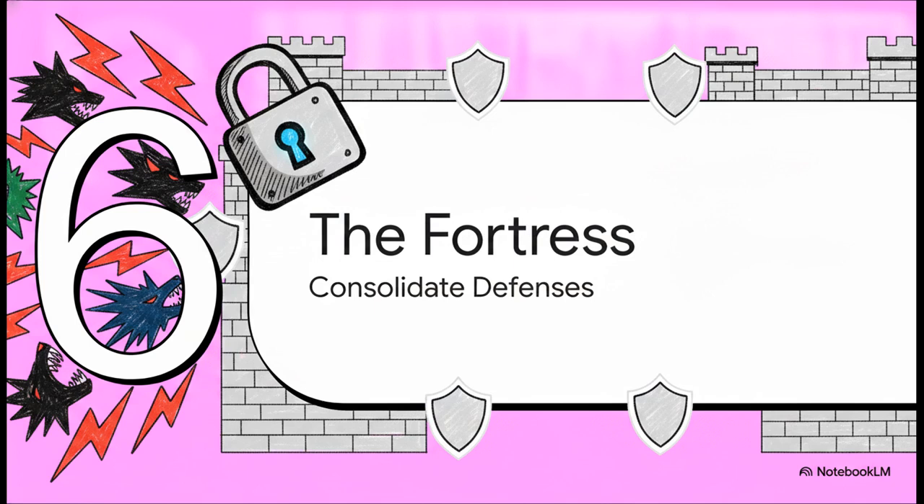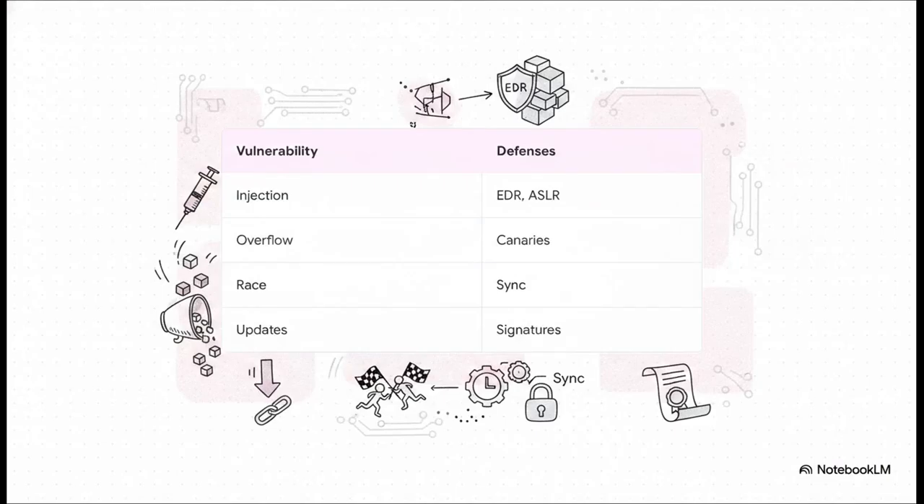We've surveyed the major threats to the gateway. Now it's time to build our walls in Section 6, the fortress, consolidating our defenses. Let's bring this all together and map every single digital heist technique we've covered today directly to its specific architectural lock and alarm. For the stealthy memory injection, your go-to defenses are EDR, DEP, ASLR, and application whitelisting.